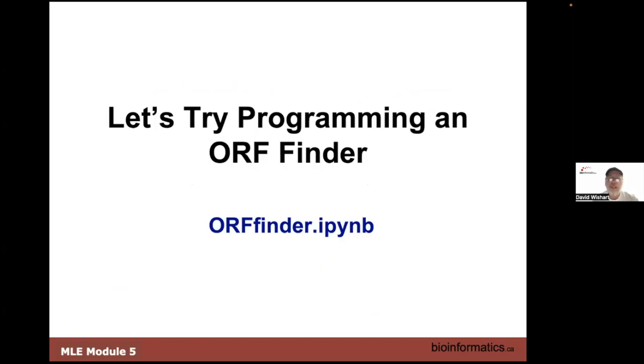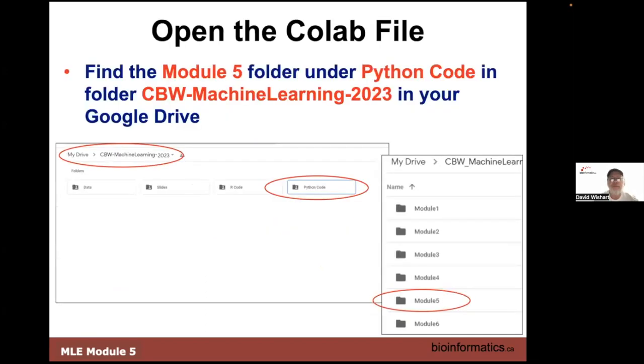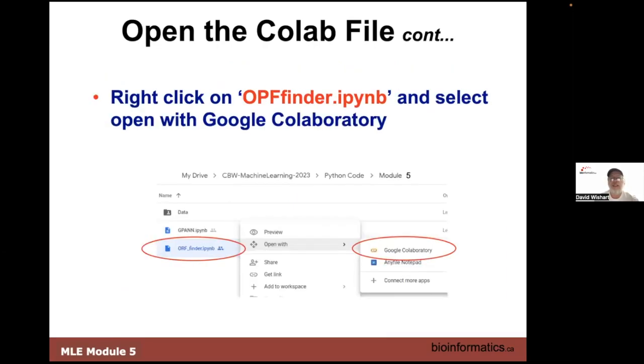Okay, so the first thing we're going to try and do is just a really simple open reading frame finder using the algorithms that I've just described and pictured and animated. So we're not going to force you to write it. We're going to go to module 5. We're going to open the Python code for that. And we're going to find the ORF finder. It should be ORF rather than OPF. And select that in Google Colab.